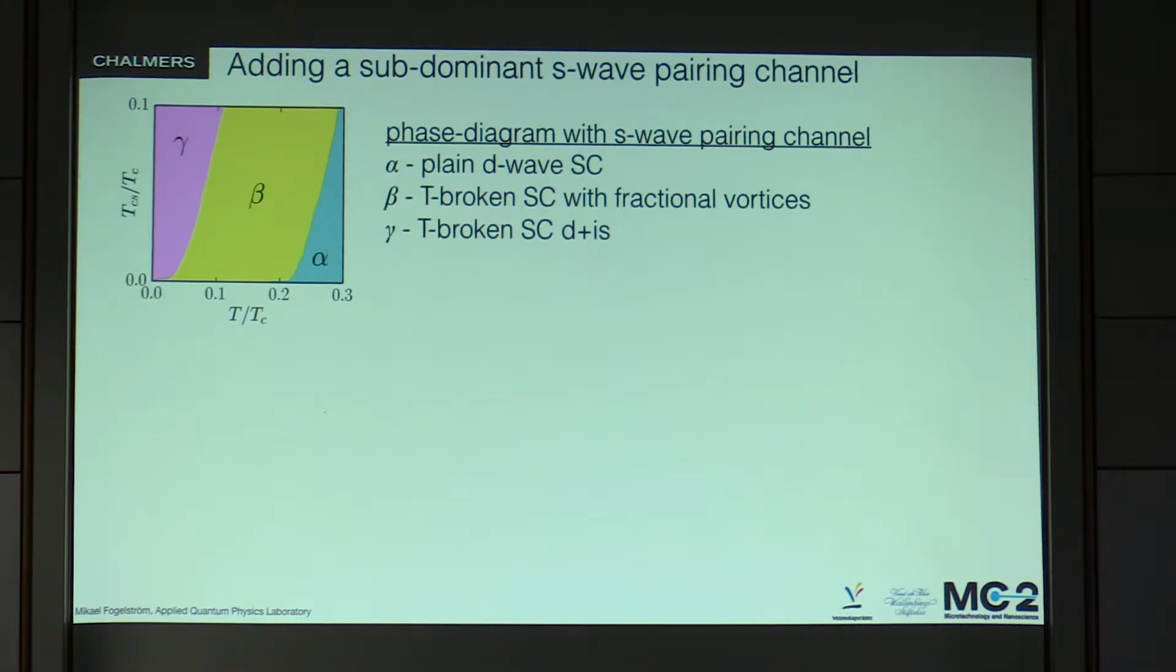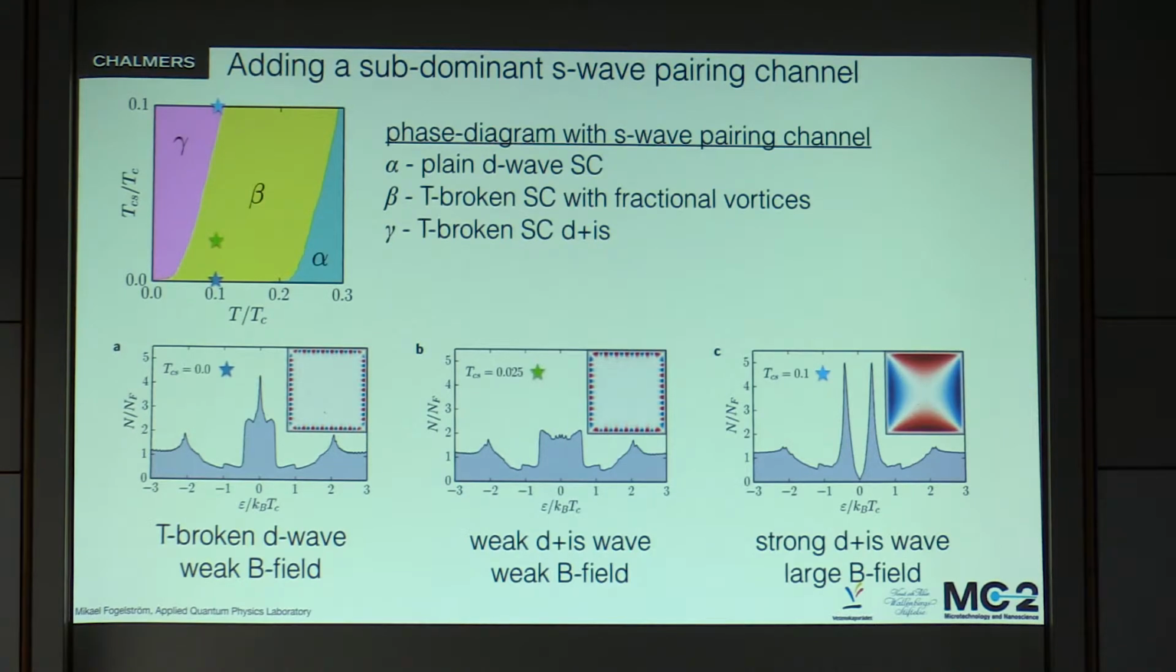There's a d plus is, but still with remaining fractional vortices. And then you can make it very strong, and in the end, this one would win. So what I talked about previously was down on this line, and now I move up into these 3 points. And now you can look at the corresponding spectra.